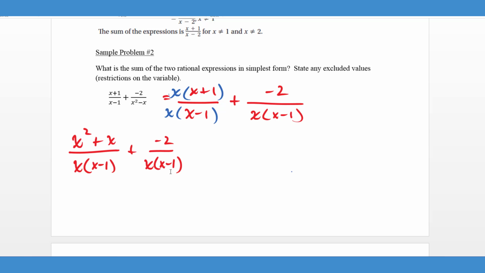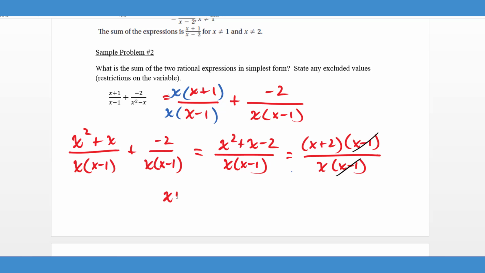Now you can see that we have a common denominator, and so I can combine the expressions in the numerators and put it all under one common denominator. Once I do that, it's probably a wise thing for me to just go ahead and factor the numerator in full and then simplify, leaving me with x plus 2 over x as my simplified answer.